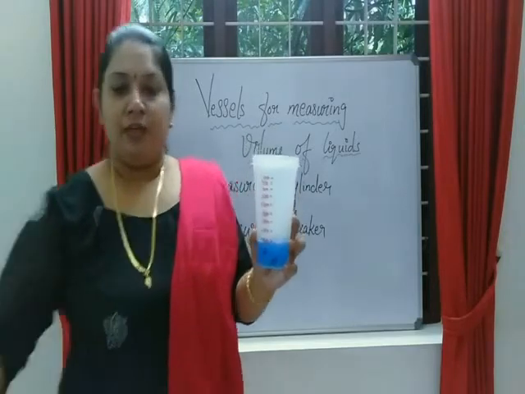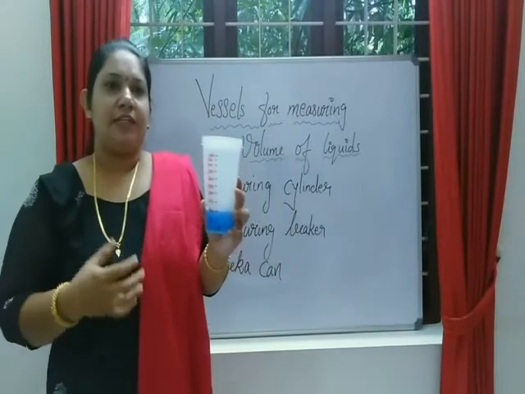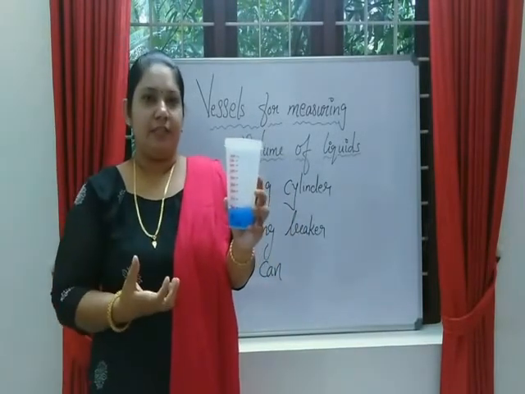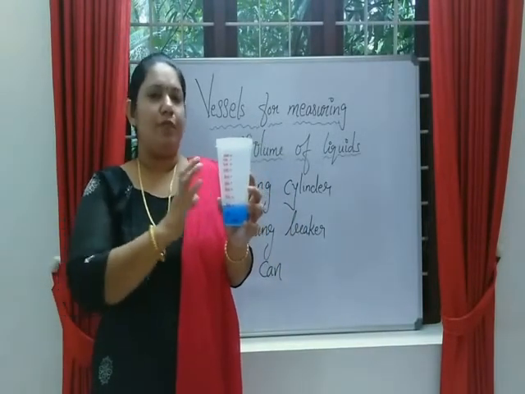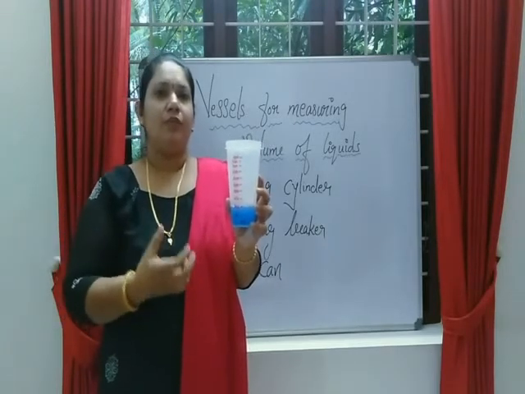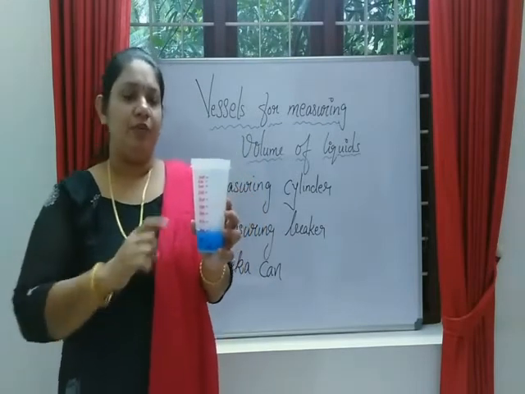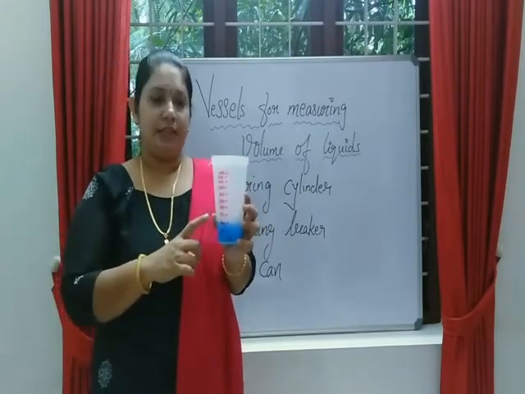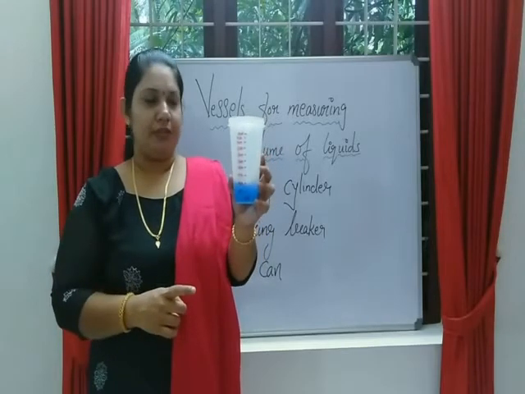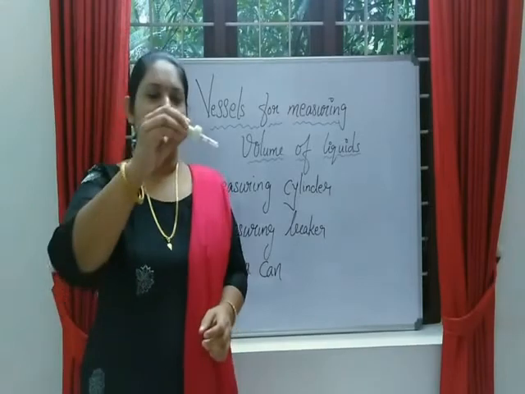We know water, or any liquid, does not have a fixed shape and fixed size. It occupies the shape of the container. So we will get only the volume of liquids. So for measuring volume of liquids, we will use measuring cylinders. This is one model of measuring cylinder. Another model, I think you all are familiar with this.